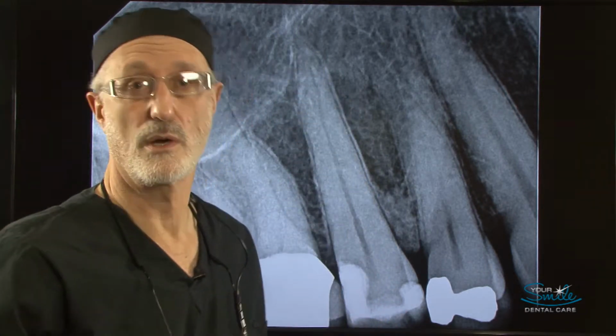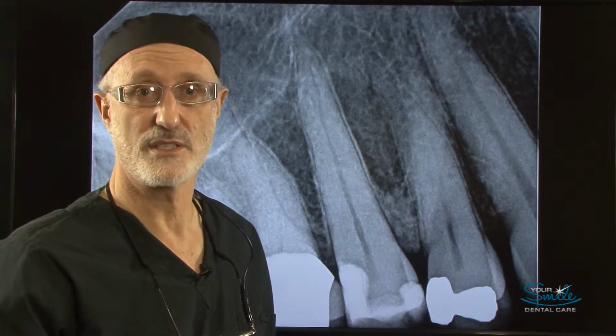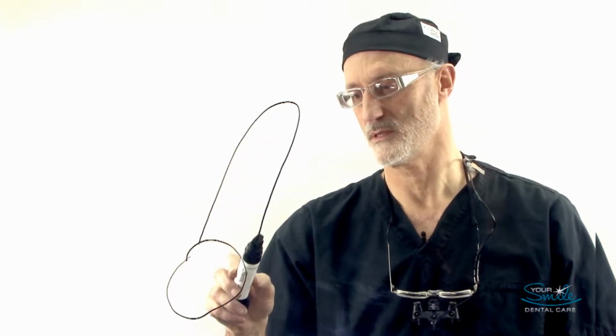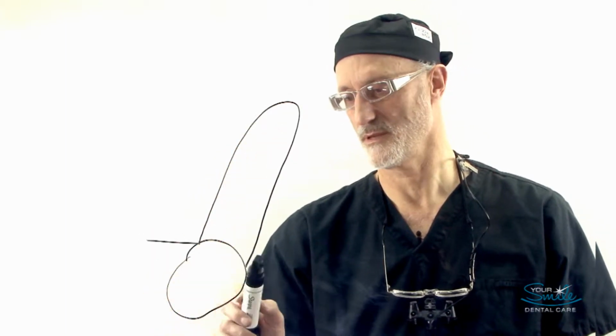This tooth is going to require a root canal treatment, and to help you understand what it is, let me draw out the steps for you. Here is your tooth. This is the part of the tooth that you see in the mouth, and the root structure, which goes up into the surrounding bone. Here is the level of the gum.